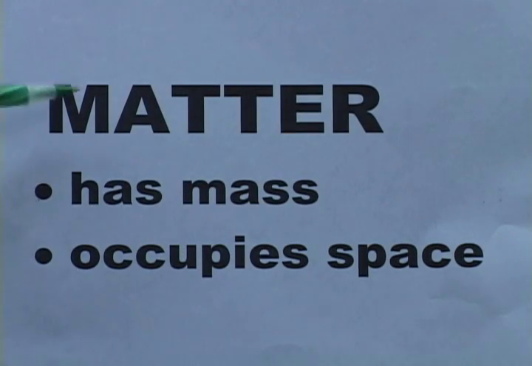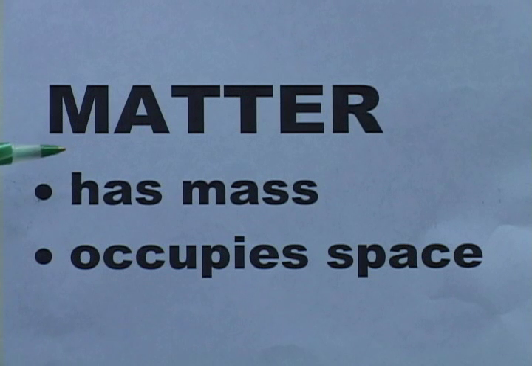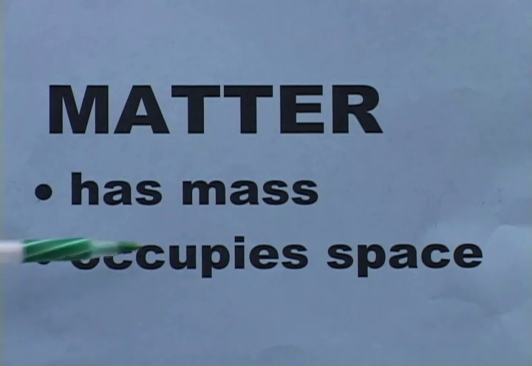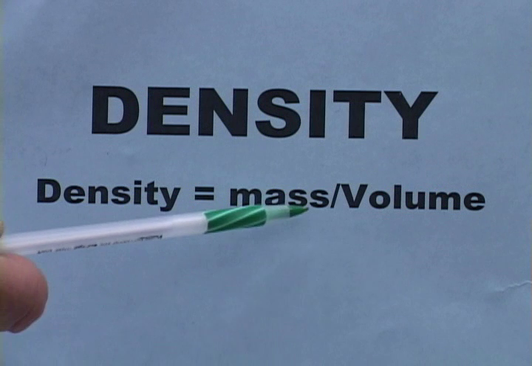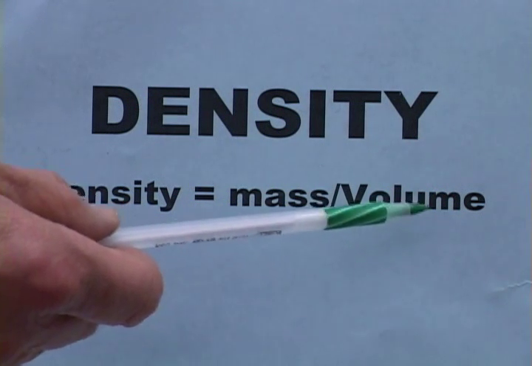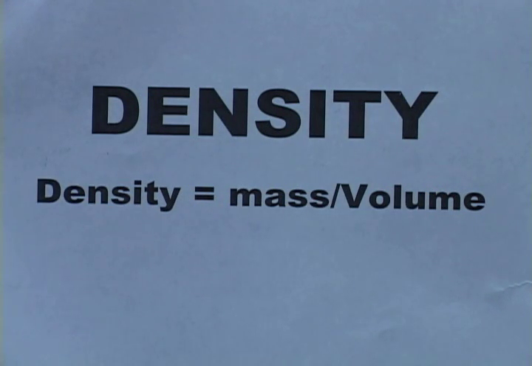Chemistry is the study of matter, and matter is defined as something which has mass and occupies space. The ratio of these two properties is called density, where density is equal to mass of a substance divided by its volume. Now, all matter has density associated with it.